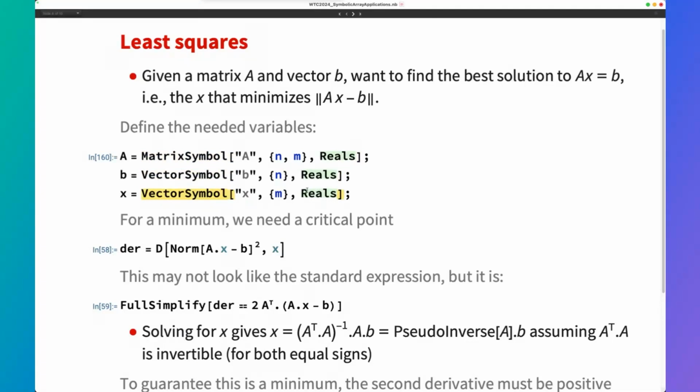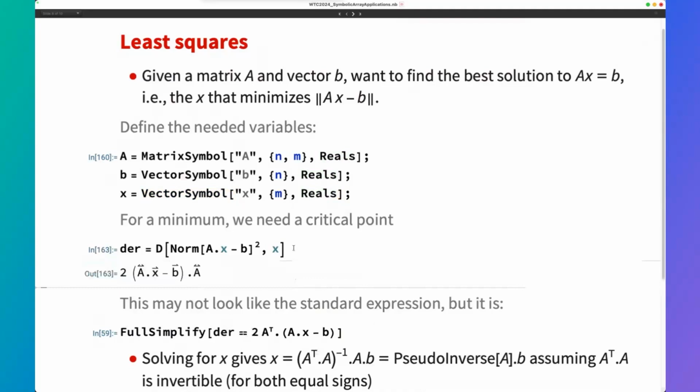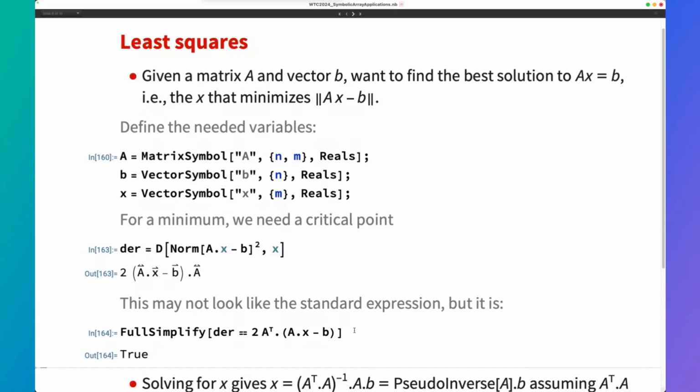So we want to minimize this norm. I'll minimize the norm squared just to make it look prettier. That's the same thing. So we take the expression we want to minimize and we differentiate it. In order to have a minimum, we first must be at a critical point. This may not look like the standard expression you see in textbooks, but it is, as we can verify using simplify.